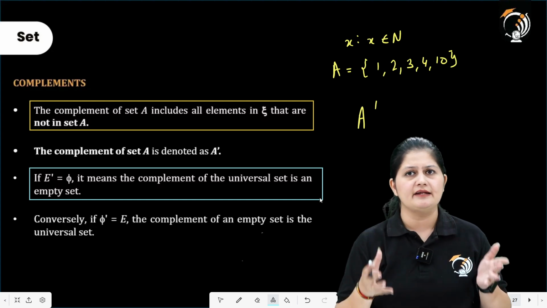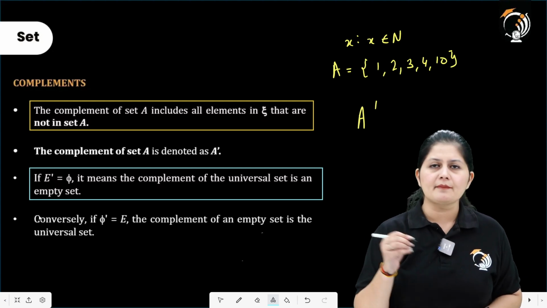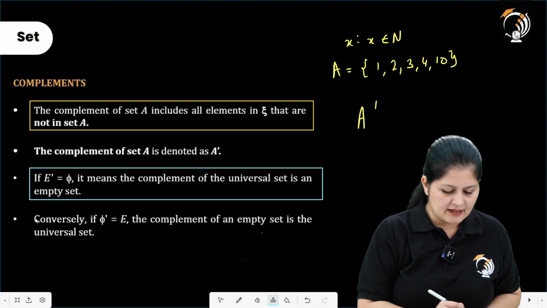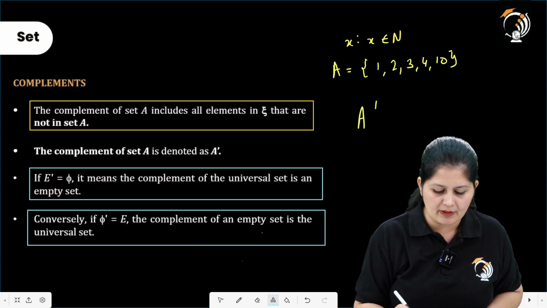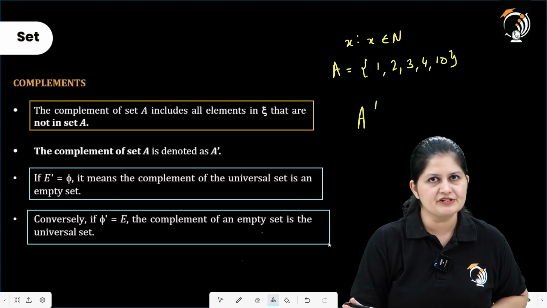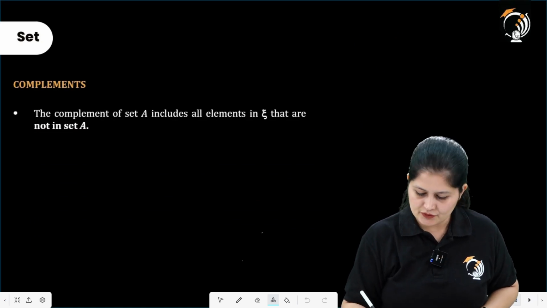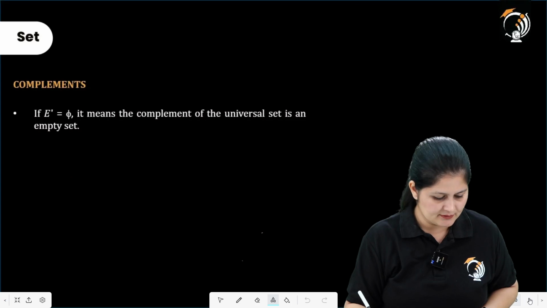Okay, there isn't anything that is complement to the universal set. Conversely, the complement of the empty set is equal to the universal set. Understood? Now, moving to the next thing here. So, this is just the points that are written here.